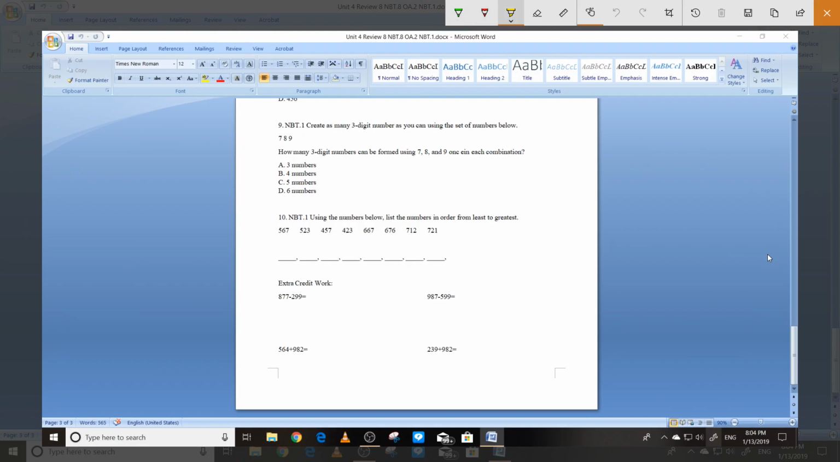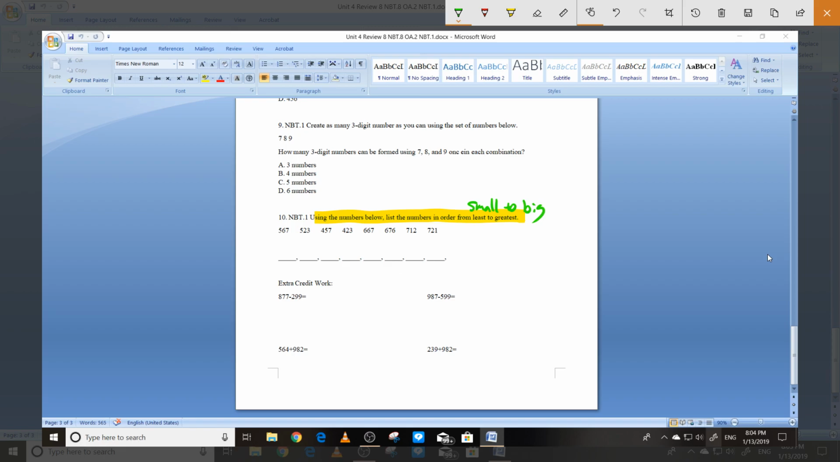So number 10 says, using the numbers below, list the numbers in order from least to greatest. Least to greatest means from small to big. Make sure you write that, small to big. So what is the smallest number?